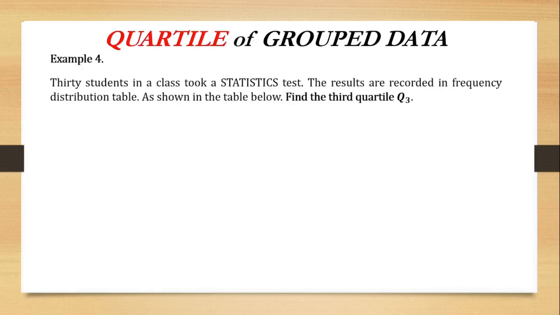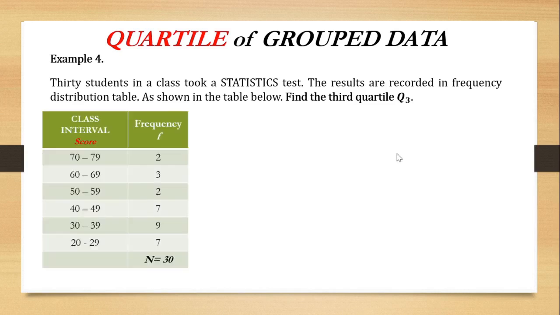Let us have an example. 30 students in the class took a statistics test. The results are recorded in the frequency distribution table as shown in the table below. Find the third quartile. This is the frequency distribution table. So we have class interval and the frequency.